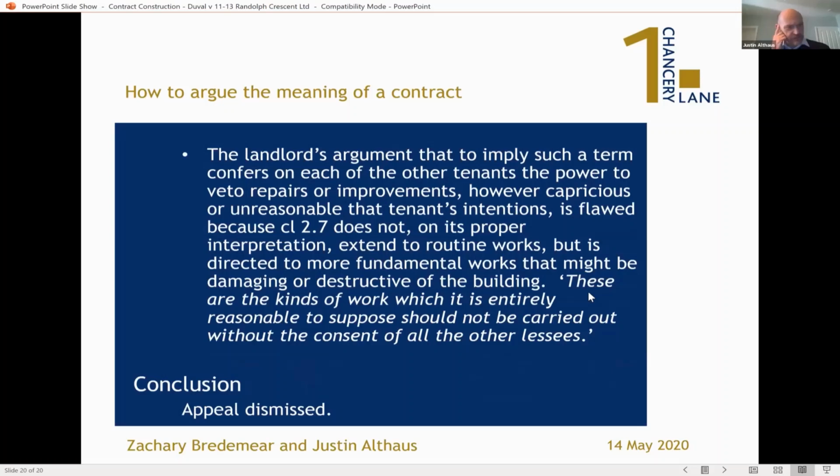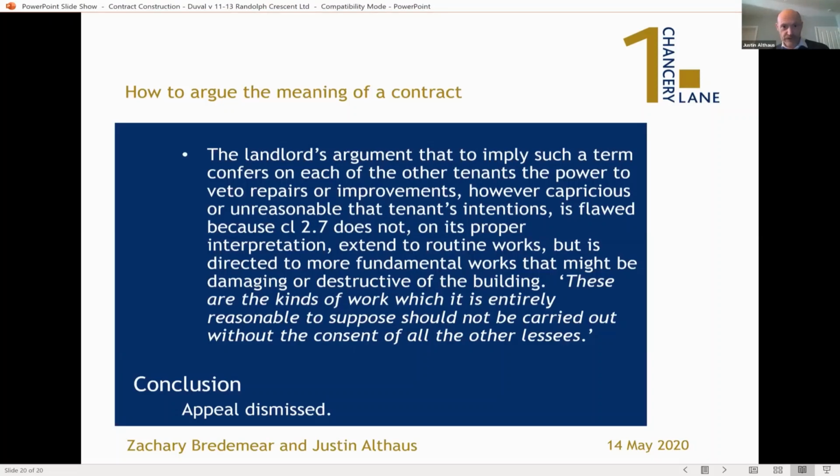And they addressed one argument that had been raised on behalf of the landlord, the argument being that to imply such a term would confer on each of the other tenants the power to veto repairs or improvements, however capricious or unreasonable the tenant's intentions. They said that argument was flawed because clause 2.7 does not, on its proper interpretation, extend to routine works at all, but it's directed to the much more fundamental works that might be damaging or destructive of the building.